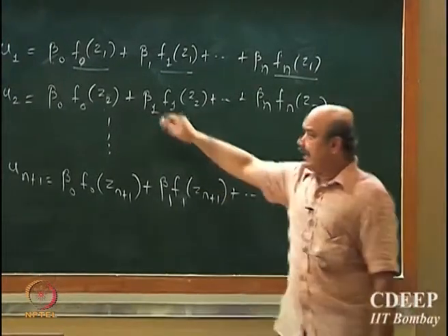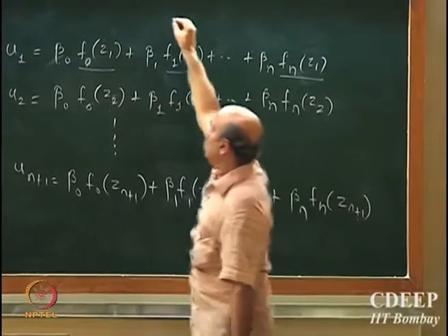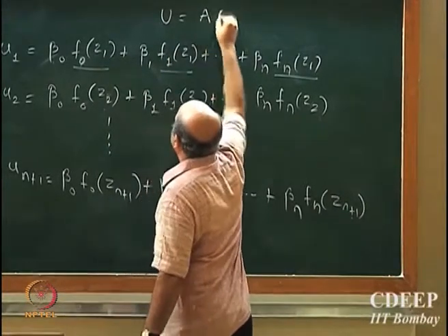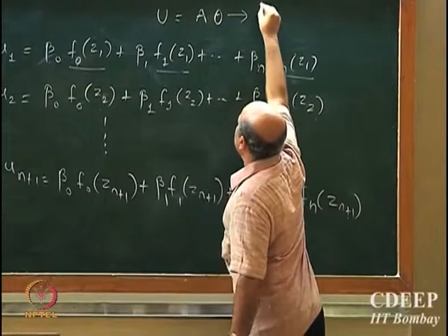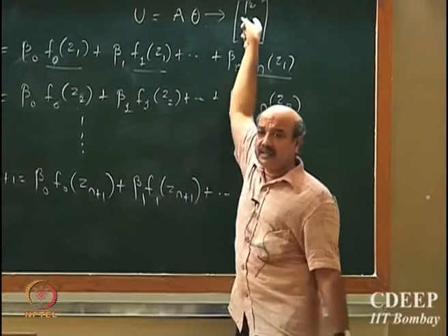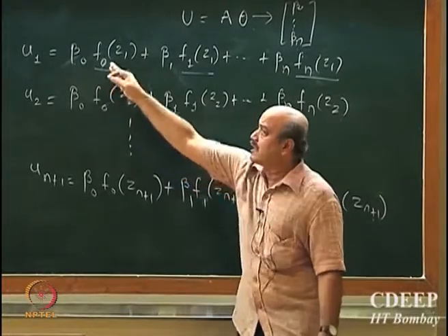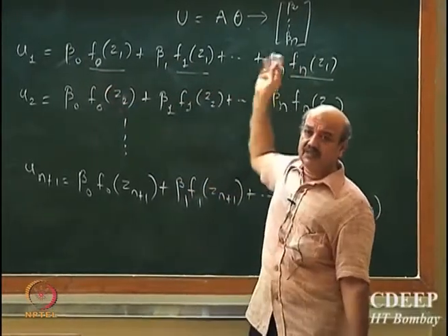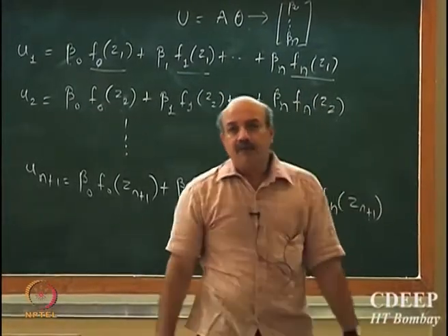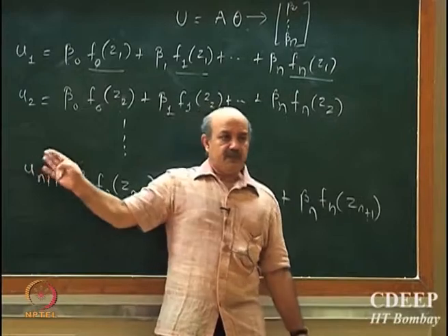I can then write this into the standard form, because this will give rise to U is equal to A matrix into theta, where theta is nothing but beta 0 to beta n. This vector theta is beta 0 to beta n. What will the A matrix have? All these values f0 z1, f1 z1, and so on. This A matrix is known, and then you can find the interpolating function. This is called function interpolation.